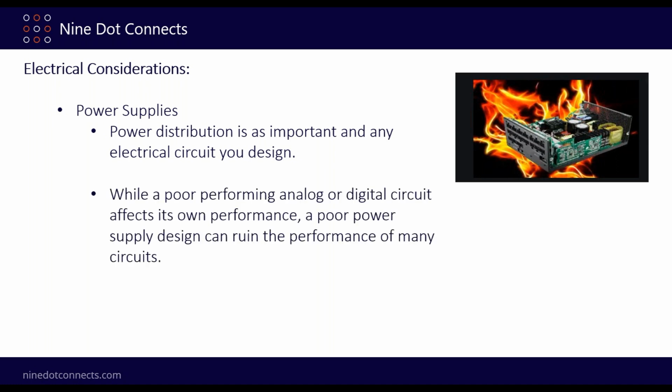And one of the reasons why a poorly performing analog or digital circuit affects its own performance is the power supply can ruin the performance of all the circuits. You can imagine getting a board back. If the power supply is very, very bad, you may have to spin that board to fix the power supply, and it might have been so bad that it hid other problems on the board, right? It just swamped out other problems.